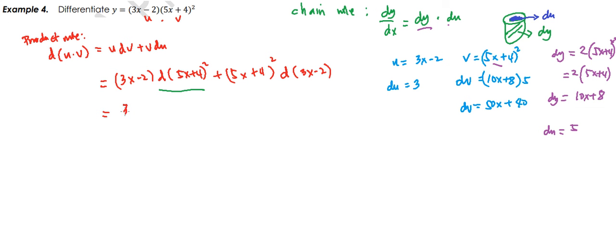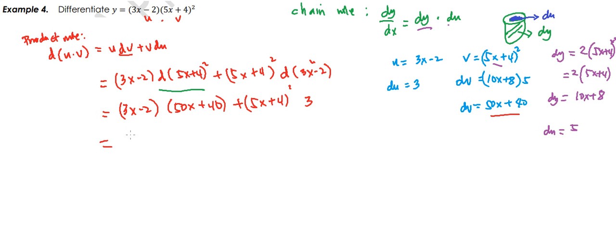We have 3x minus 2. And kuha natin yung derivative nitong ating v, or yung ating dv, which is 50x plus 40. Ilagay natin dito. 50x plus 40. Plus, copy natin ito. We have 5x plus 4 squared. And then, i-derive natin daw yung ating du. So, ang du natin 3. Now, let's simplify this expression.